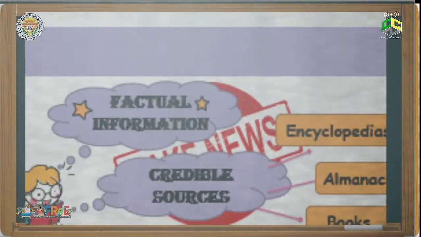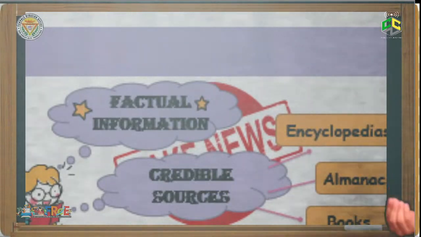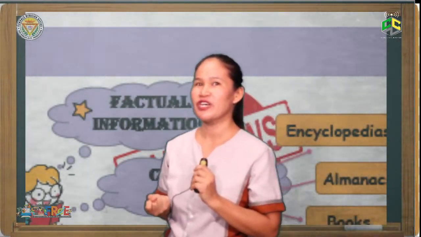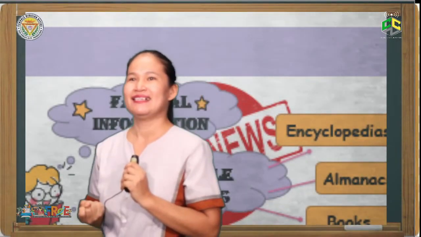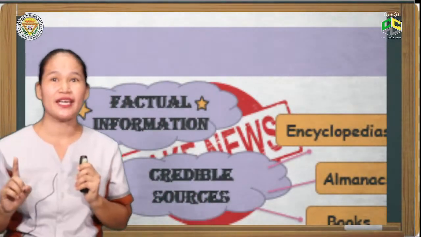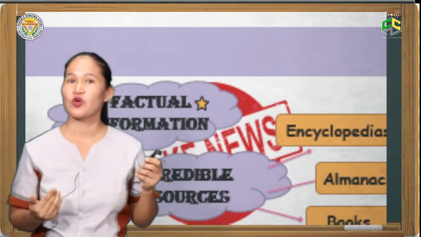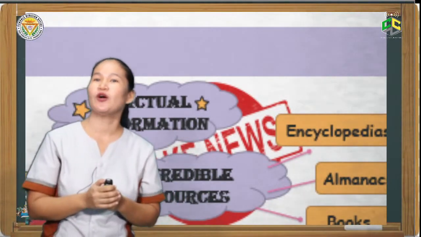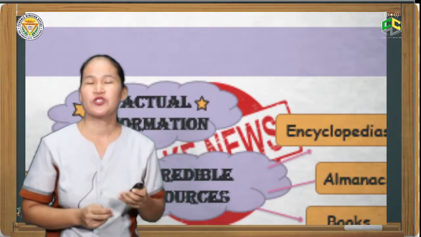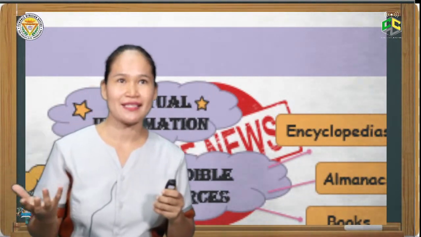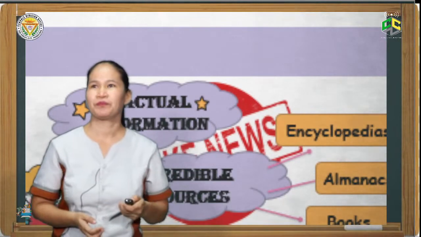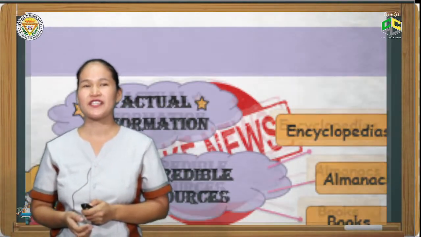Class, why is it important to be able to differentiate fact from opinion? Think it over. Yes, always remember that we need to differentiate fact from opinion so that we can avoid misleading information and fake news. You may obtain factual information from the following credible sources like encyclopedias, almanacs, and books. Let's proceed to the next slide.